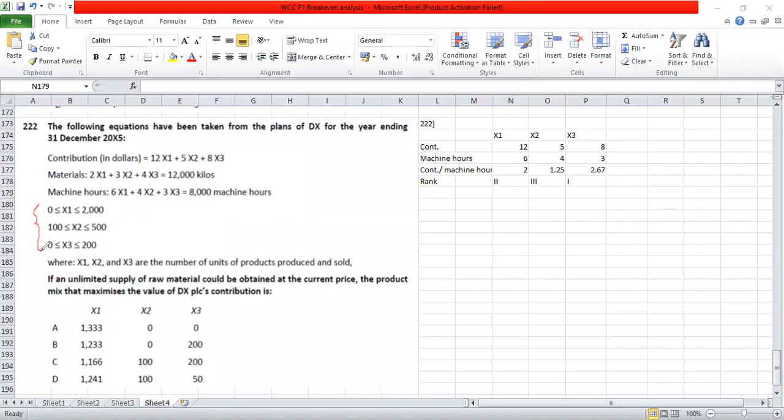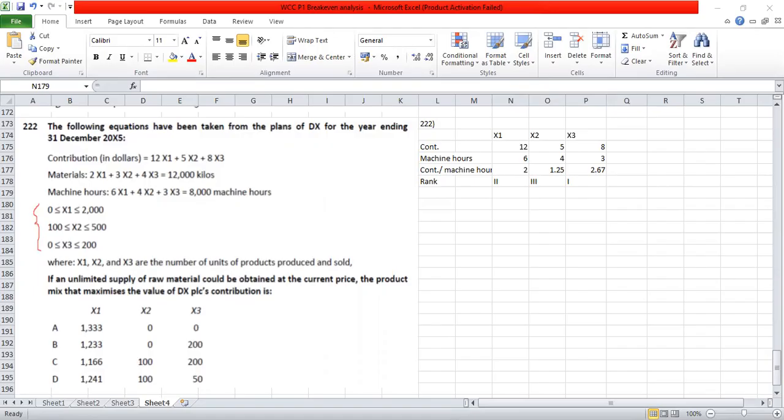There are three equations given about the number of units of X1, X2, and X3. X1 can be as low as 0 and as high as 2000. X2, on the other hand, must be produced at least 100 units minimum. The maximum is given as 500. X3 can be as low as 0, nothing produced is also fine, but the maximum is 200 units which can be produced.